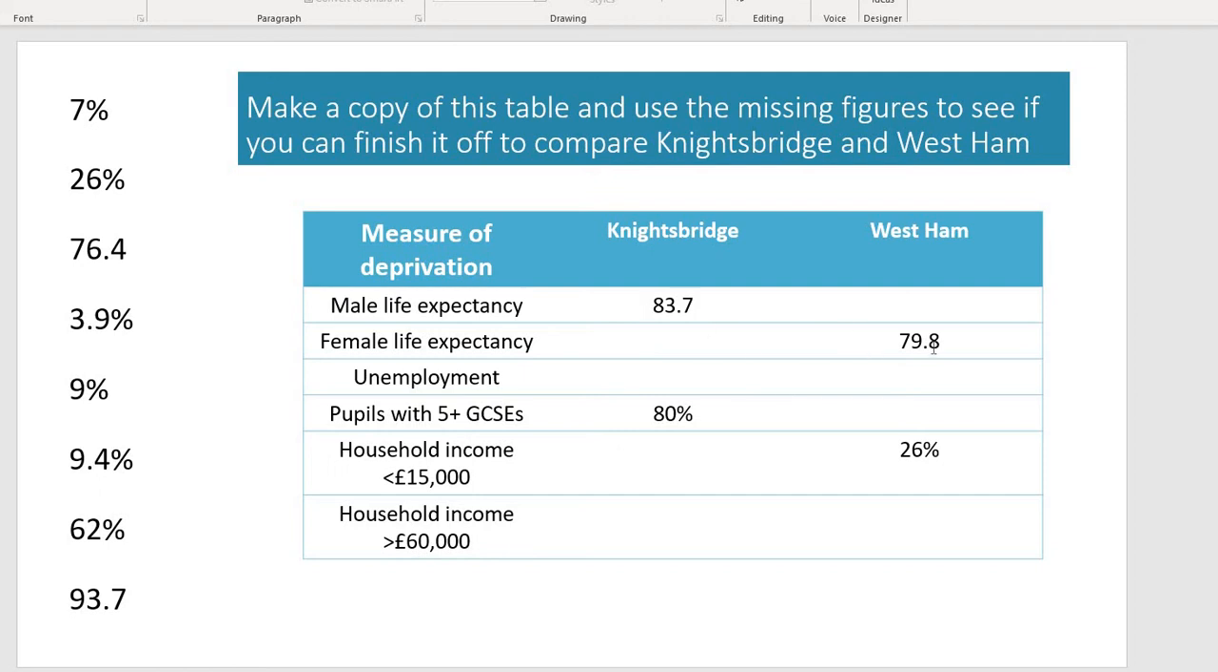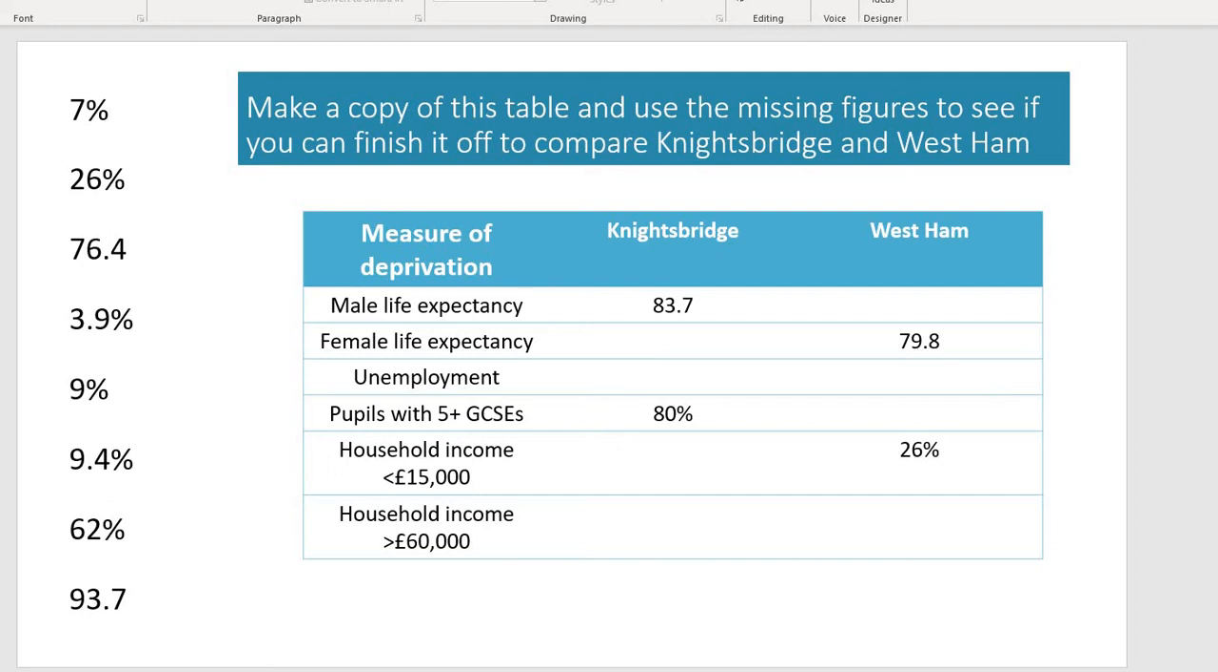You've got some figures already written in for you, and then down the side here you've got the figures that are missing. So what I would like you to try to do is to put these figures where you think they should go on this table. So pause the video and have a go at that, please.